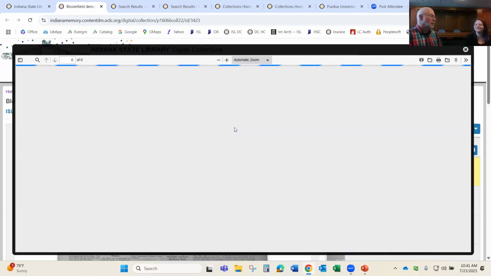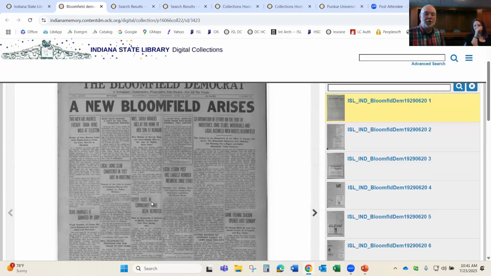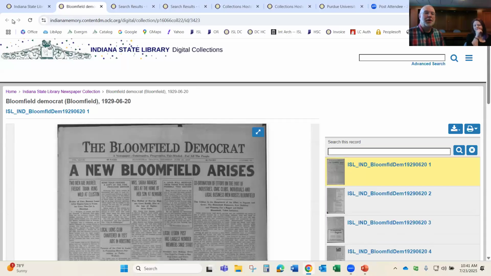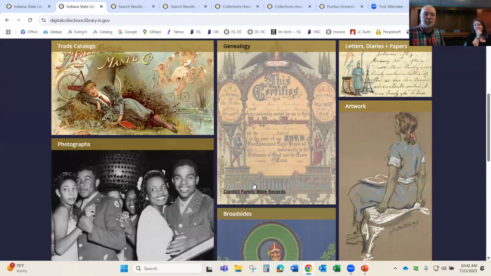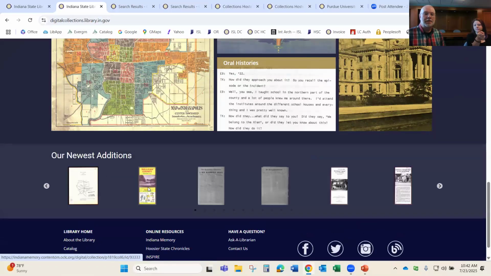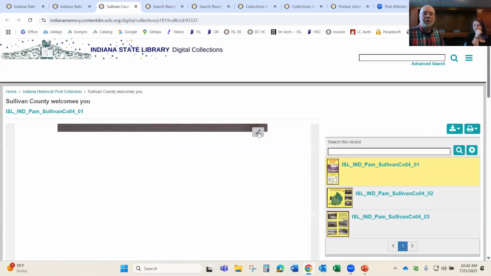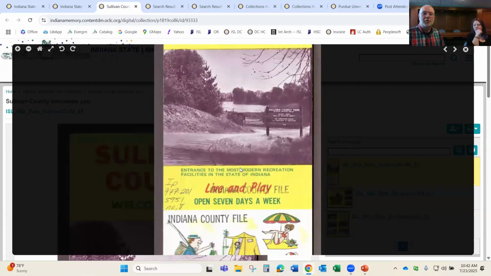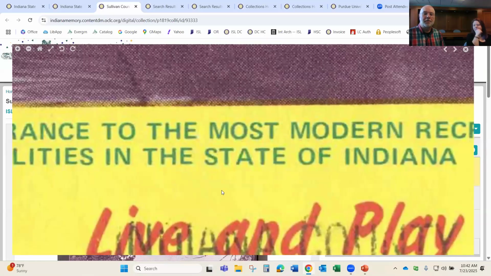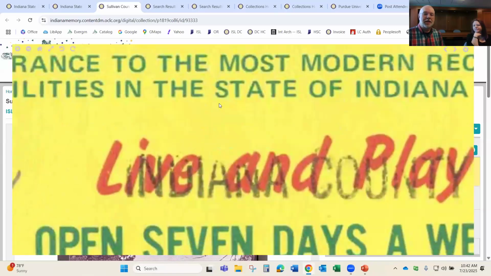I'm trying to get one to come up that we can zoom into, but it seems to be taking forever. But you can scroll in and see how well the image holds up. You can do that with a lot of things. I was trying to think of another example. Let's see if there's something we recently uploaded that may be quicker. Let's take a look at the Sullivan County thing and see, maybe it will come up quicker. There we go.